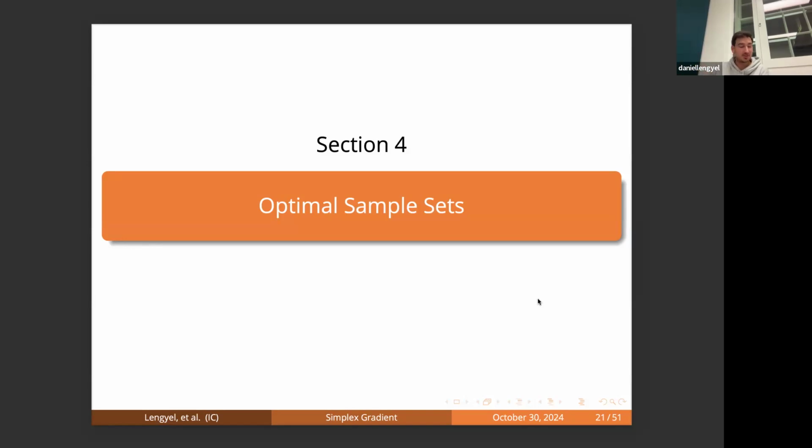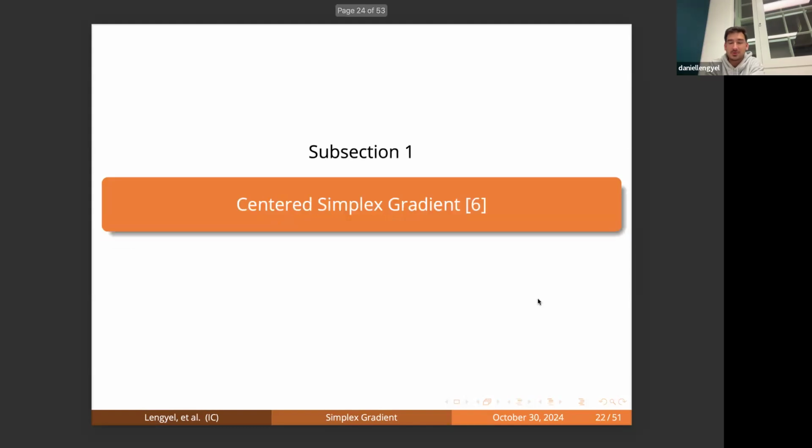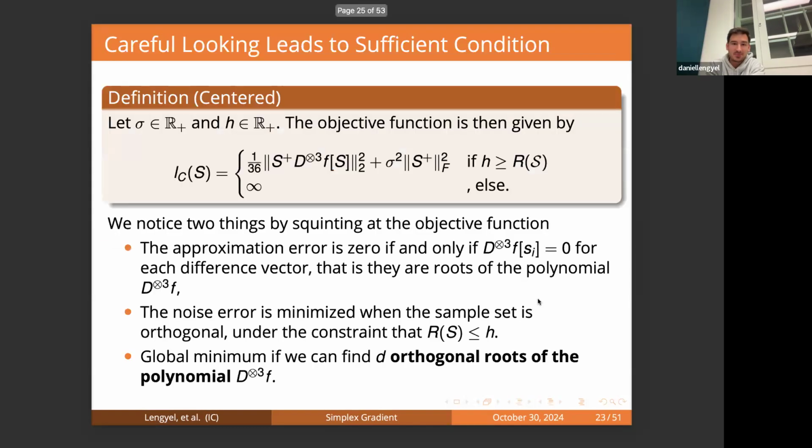What kind of sample set structure do we get that's optimal for both the centered and the fully determined case? And what can that tell us about the function locally, or what kind of insights can we gain? We will start with the centered case, just because I feel like it's a bit more intuitive, or it's easier to see what the proof could look like. So we'll start with the centered simplex gradient.